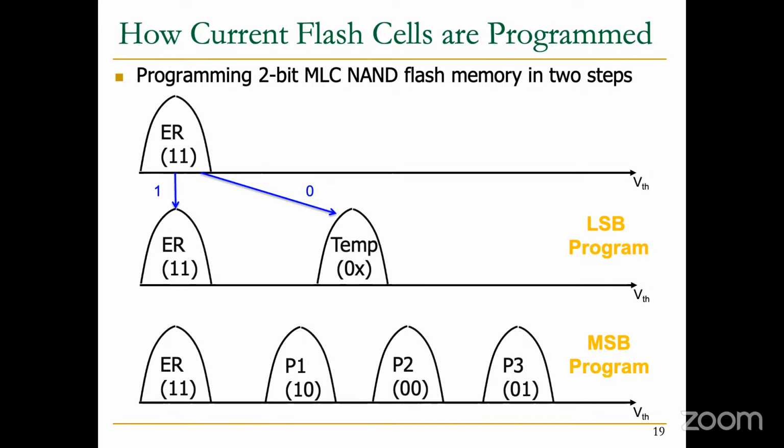If you want to reduce the threshold voltage, you need to erase your flash cell. That's one of the reasons that reprogramming flash cells is quite challenging, and mostly you need to erase them completely first and then program them again. So you can increase the threshold voltage, as you can see. From temp you can go to P2 and P3, and from ER you can go to P1, but not the other way around.